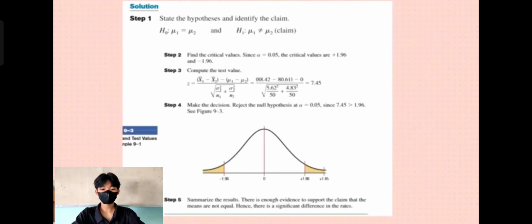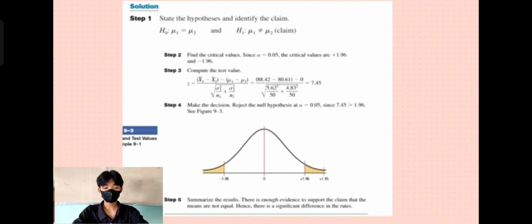Step 1. State the hypotheses and identify the claim. The hypotheses must be equal and not equal. Step 2. Find the critical values. Since alpha is equal to 0.05, the critical values are positive 1.96 and negative 1.96. Step 3. Compute the test value. Using the formula, you may compute the test value from the given example.